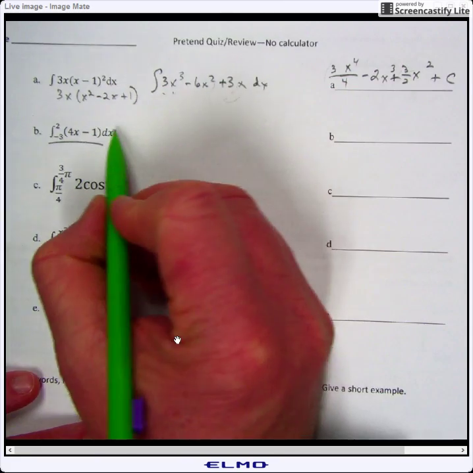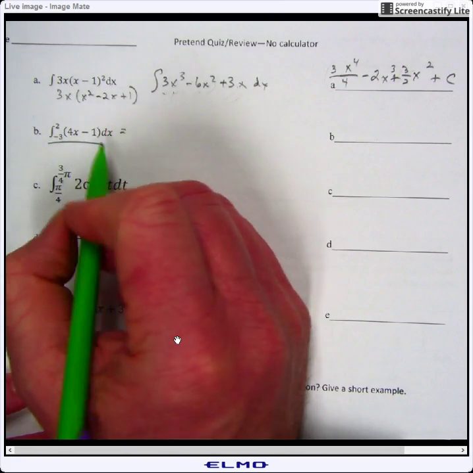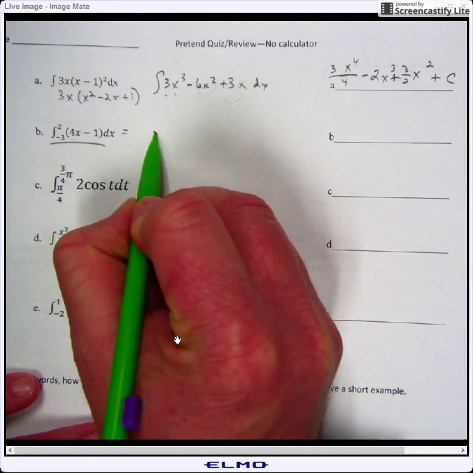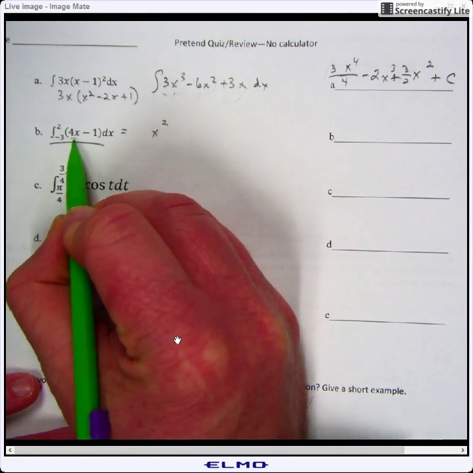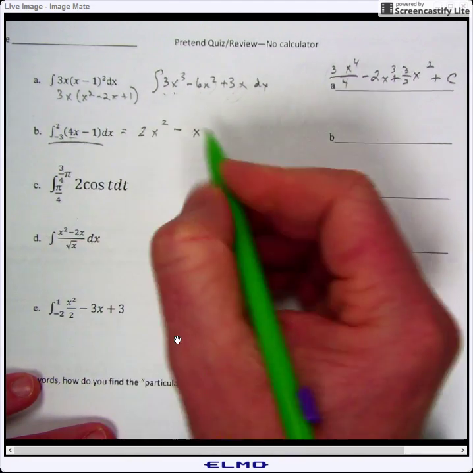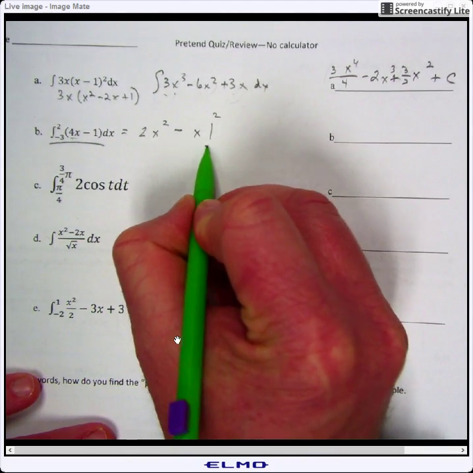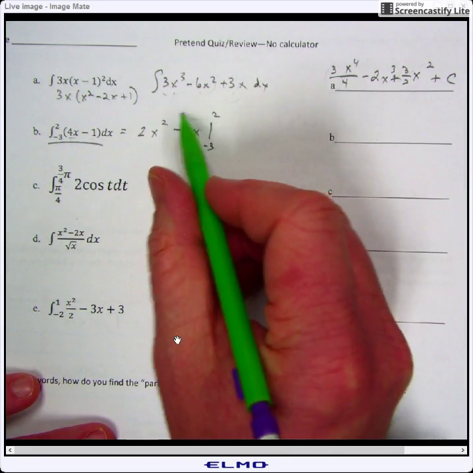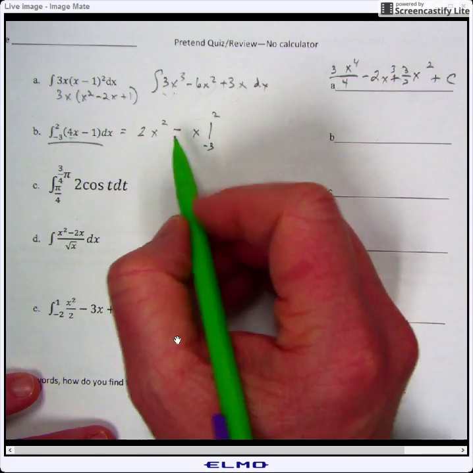Definite integral, same as indefinite as far as how you integrate. It's just what you do at the end. Raise by 1, divide by that power. Raise by 1, divide by that power. Plugging in 2 and -3. Common mistakes: plug in the wrong number, multiply it out incorrectly.